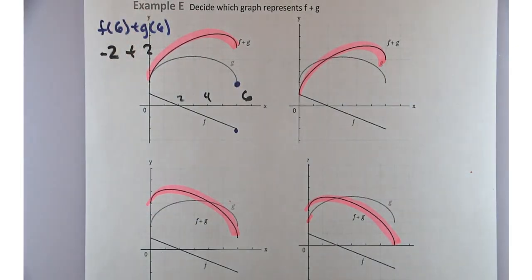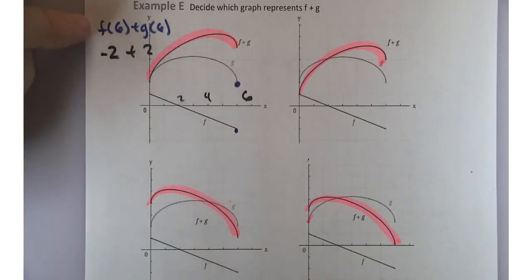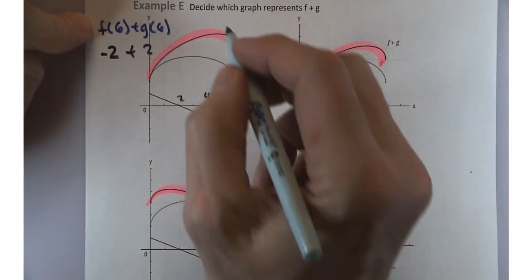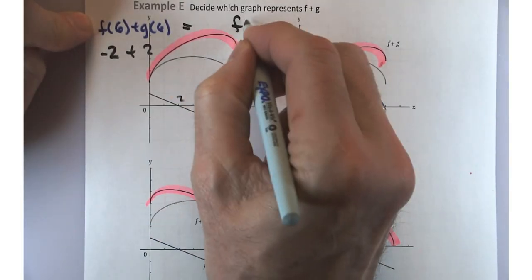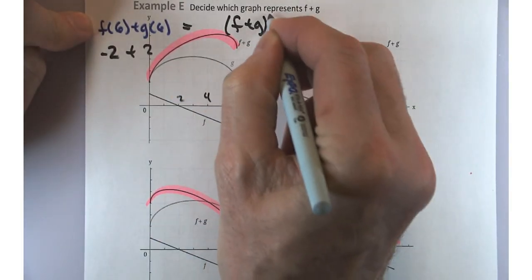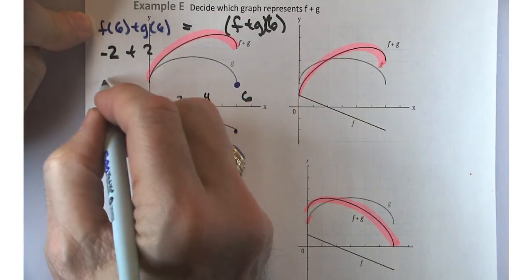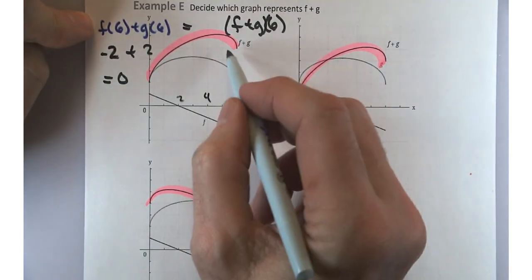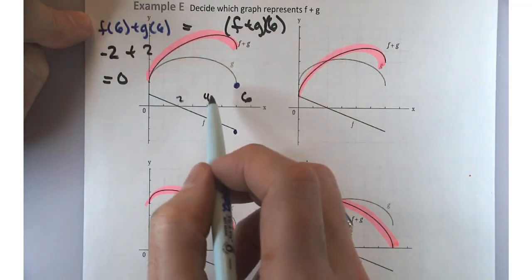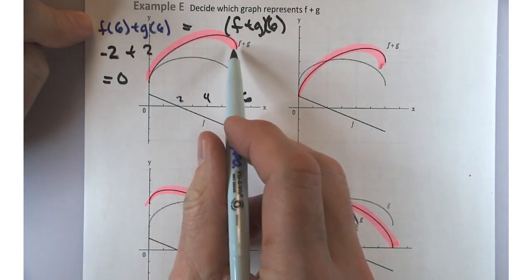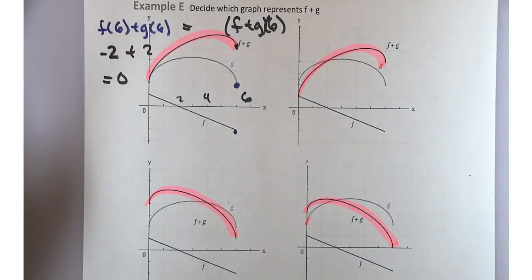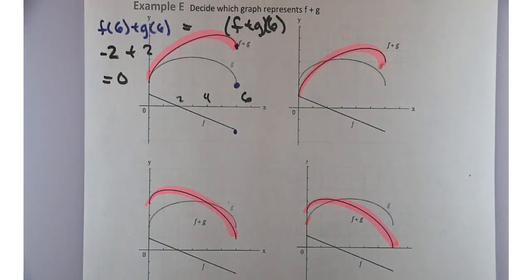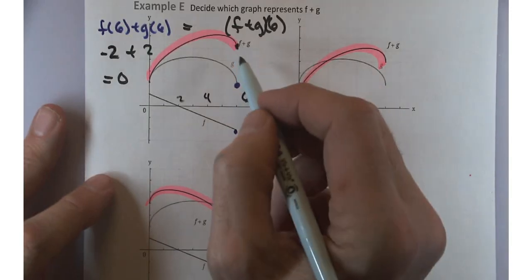So if I'm looking at these graphs and I want to figure out which one of them is right, f plus g of 6 should equal what? Equals 0. What does f plus g of 6 equal here? Whatever it is, it's not 0, right? f plus g of 6 here looks like it's more like 4, 5? Let's see, 1, 2, 3, 4, 5. Looks like 5. So that one's not the right one.